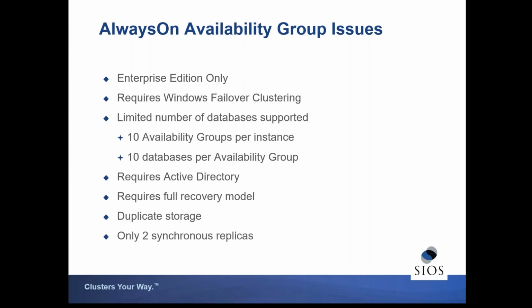Today, and as far as I know into the future, you only get 2 synchronous replicas. So you can have your primary, and then you can have 2 synchronous secondaries that you can replicate to. And that's it. Everything else is asynchronous. So if you're in one of these big 9 replica configurations, 7 of your replicas are asynchronous and could have data loss in the event of a failover.